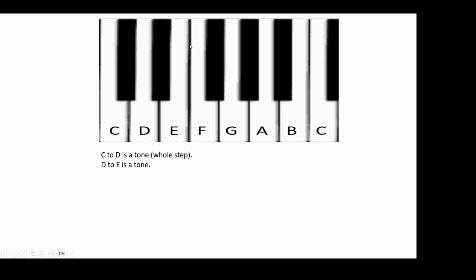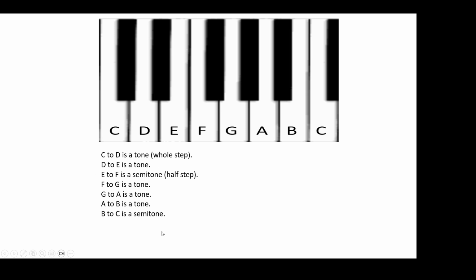And there is no black key in the middle. So between E and F, we have half a tone, or semitone. And from F to G, we have another tone. From G to A, another tone. From A to B, another tone. And from B to C, we have half a tone.